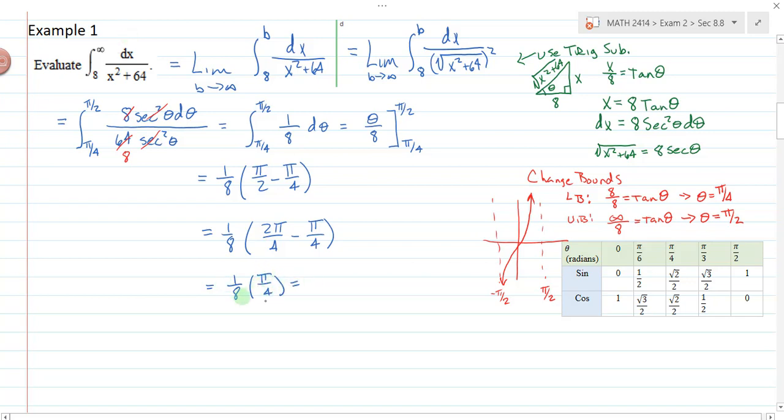And then we multiply numerator times numerator, denominator times denominator, and that's going to give us pi over 32. And that would be our final answer.